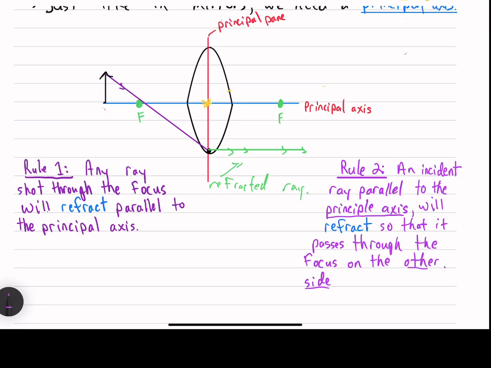Okay, the second rule states that an incident ray parallel to the principal axis, to the blue line over there, will refract so that it passes through the focus on the other side. So let's say I start on the top of my object and I draw an incident ray that is parallel. So remember that as soon as it reaches the principal plane, it's going to refract. So here it is. Here's our ray. Now what it's going to do is it's going to refract through the focal point, not on the left side, but through the right side, like so.